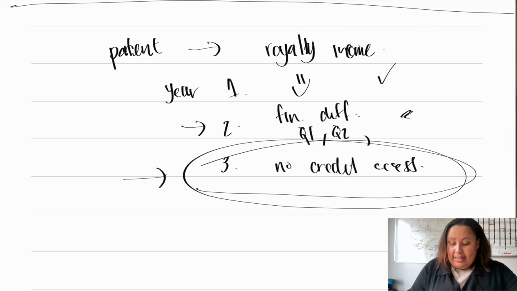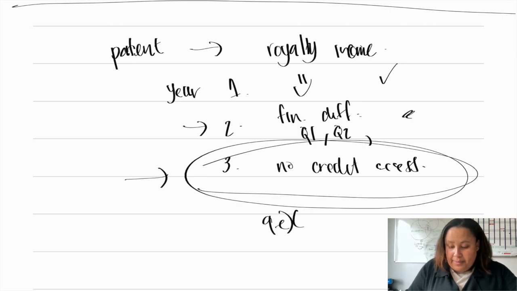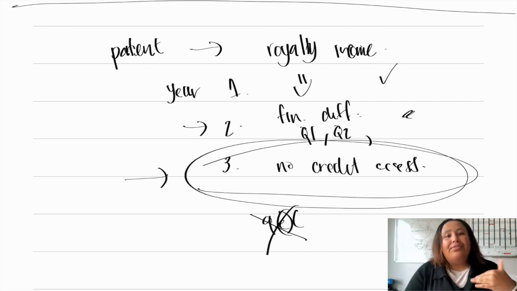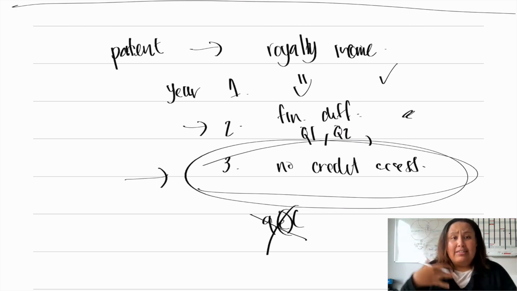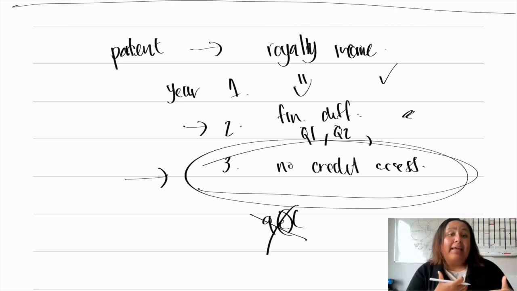So then the entity is no longer able to recognize revenue from year 3 onwards, and any receivable that they have recognized, so let's say they have recognized a receivable for royalties that they are meant to receive, that receivable is going to be impaired in terms of IFRS 9.